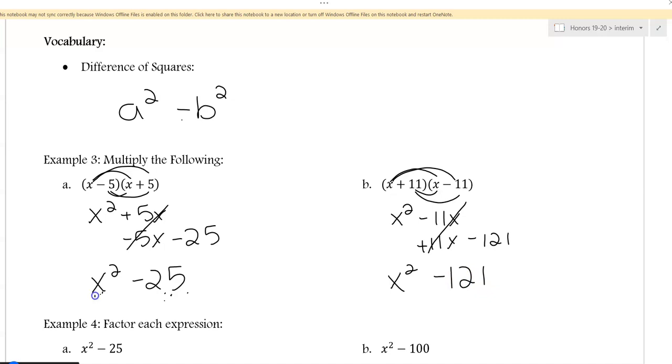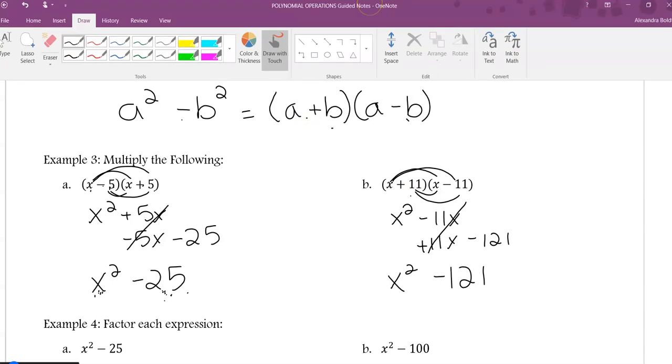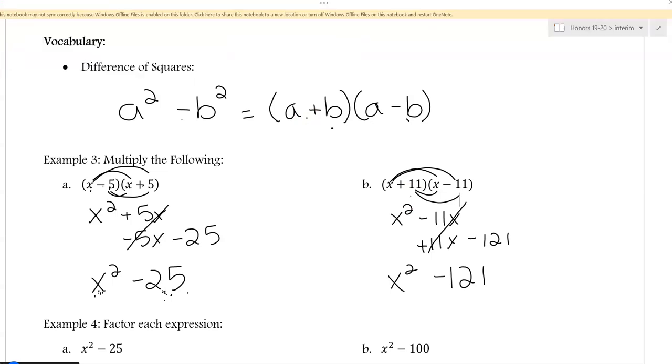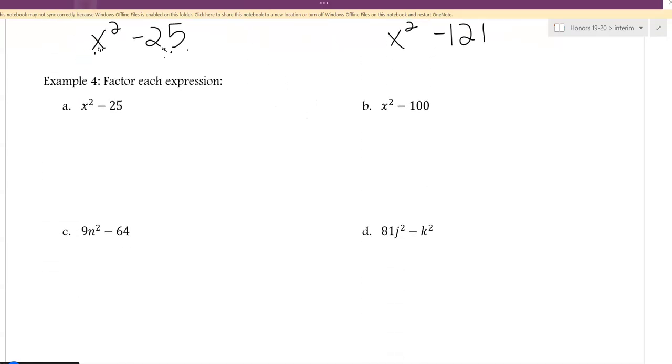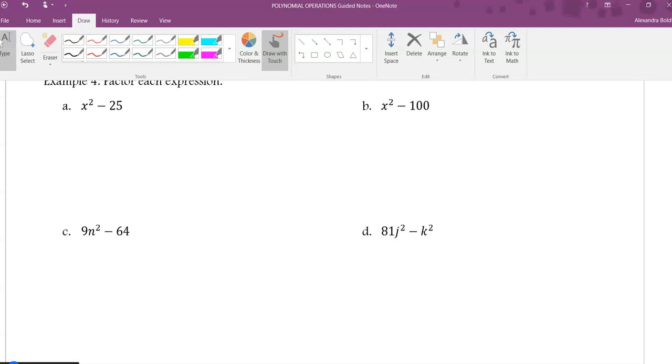How we do this problem, the easiest way I think of, is making sure you know it's a difference of squares. We are pretty good at knowing our perfect squares, so that's good. And then I just draw a little square root over them. The square root of x squared is x. The square root of 25 is 5. One needs a plus sign, one needs a minus sign. Same thing here. That's x plus 10, x minus 10. So these are nice and quick.